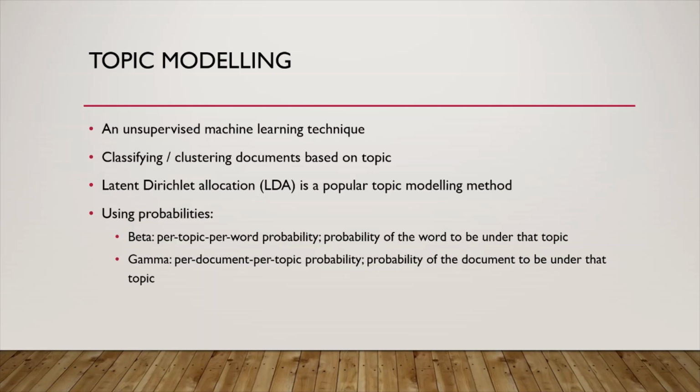There will be 2 probabilities we will be looking at later on, which are beta and gamma. Beta is a per topic per word probability, or the probability that the word will be classified under that one topic. As for the gamma probability, it is a per document per topic probability, which in other words means the probability of that one document to be classified under that one topic.